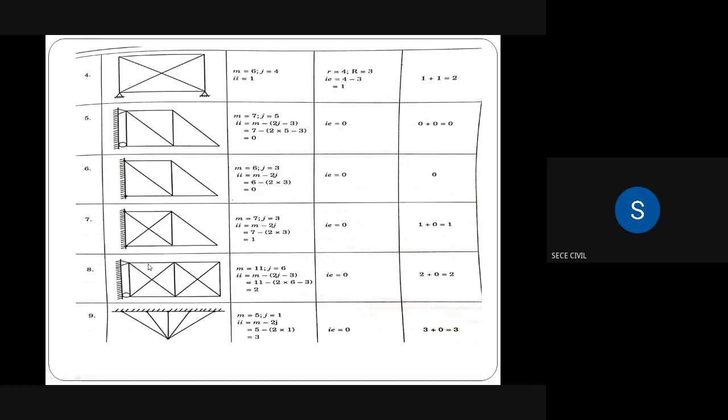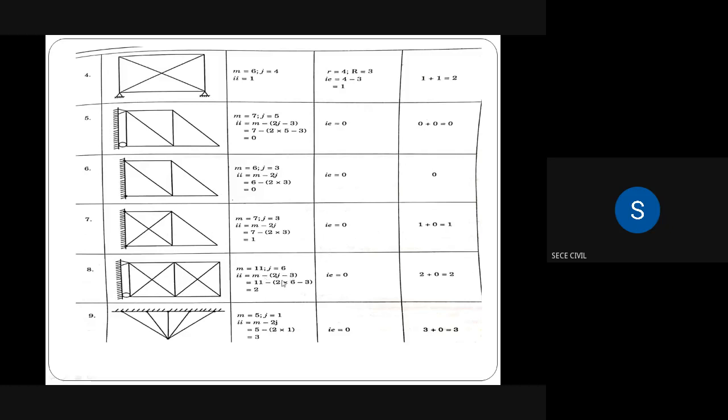Come to this problem. First we have to calculate the number of members. So member 1, 2, 3, 4, 5, 6, 7, 8, 9, 10, 11. Totally 11 members are in this structure. So m is equal to 11. And joints: joint 1, joint 2, joint 3, joint 4, joint 5, joint 6. So 6 joints are there, j is equal to 6.